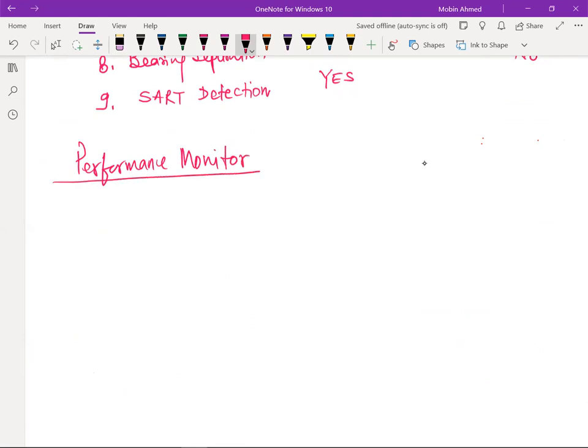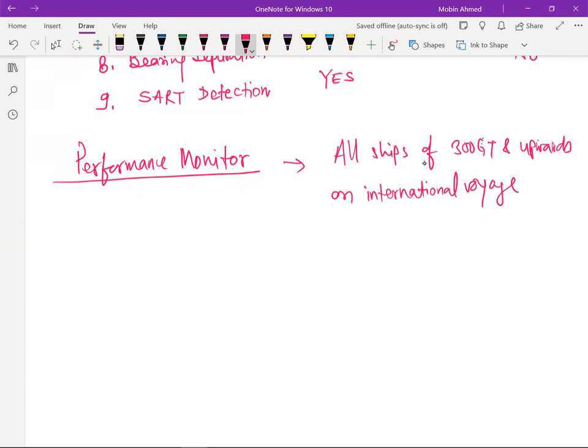Monitor. So this performance monitor is an integral part, and generally all the ships which are on an international voyage, all ships of 300 GT and upwards on international voyage, shall have the performance monitor. So they are supposed to have this performance monitor.